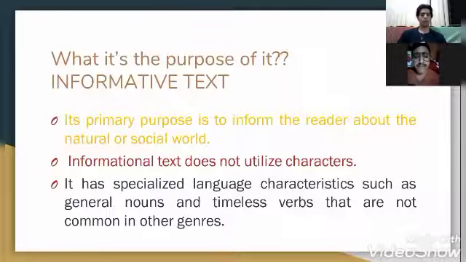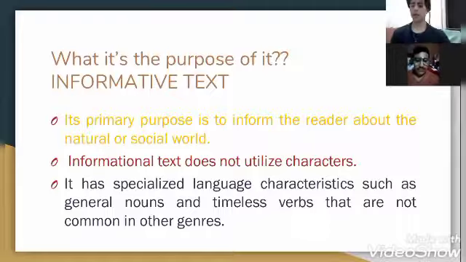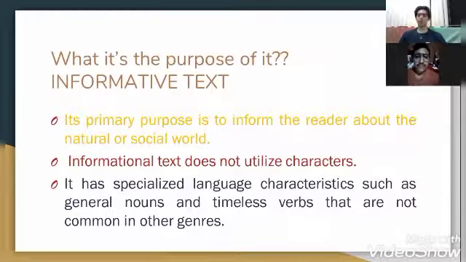Now, informative text. What is the purpose of it? Its primary purpose is to inform the reader about the natural or social world. Informational text does not utilize characters. It has specialized language characteristics such as general nouns and timeless verbs that are not common in other genres.